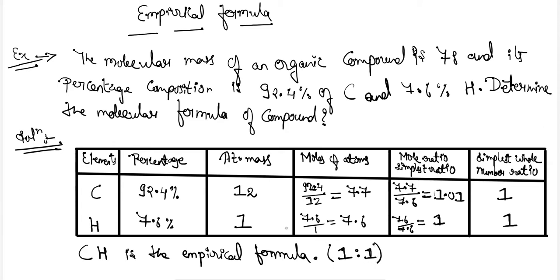Now we have to convert this empirical formula into the molecular formula. The relationship between the empirical formula and molecular formula was that we have to find out n. The n value can be found out by molecular mass divided by empirical formula mass.